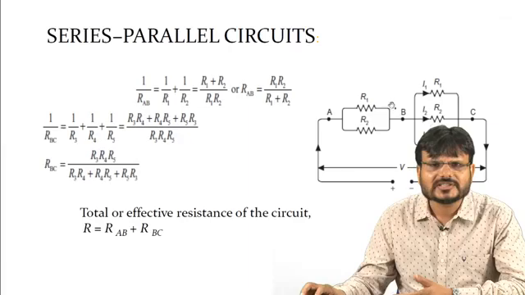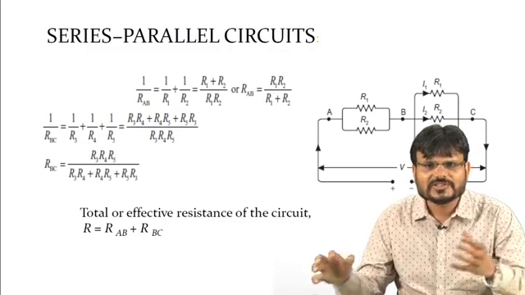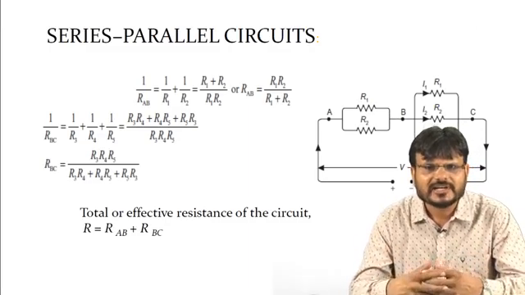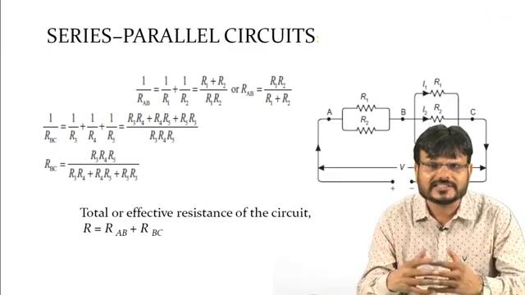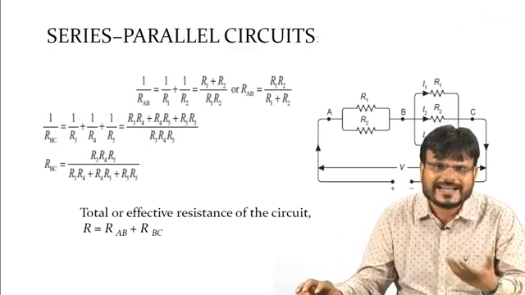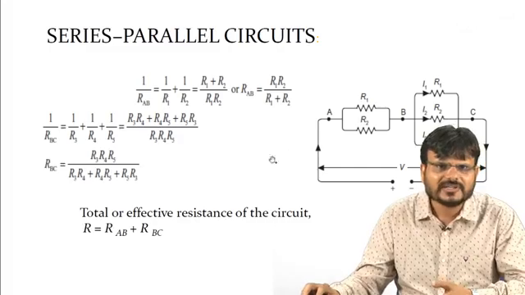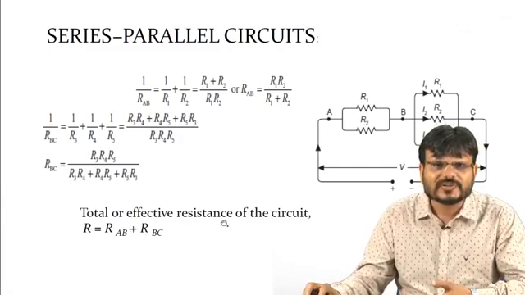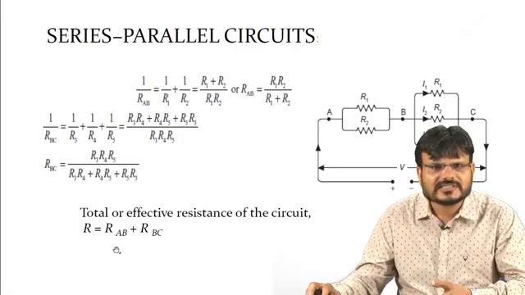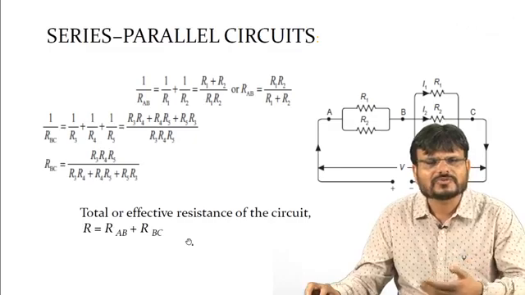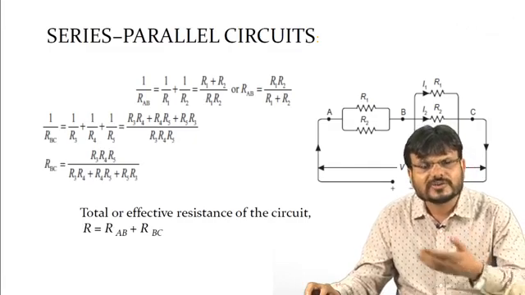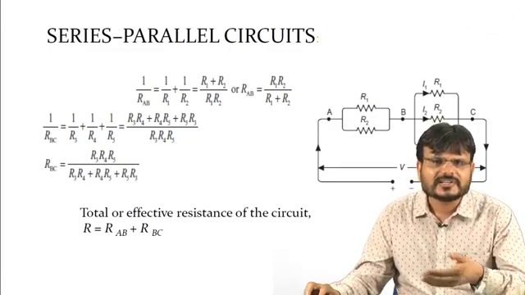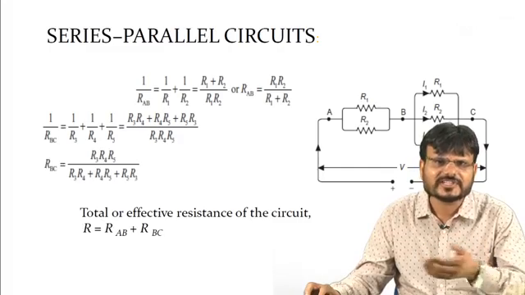Now you have calculated the equivalent resistance between terminals A and B, and you have also calculated the equivalent resistance between B and C. Now because these two equivalent resistances RAB and RBC are connected in series, you just add these two. So the total or effective resistance of the circuit can be written as R equal to RAB plus RBC. So this is how you can calculate the equivalent resistance if a circuit has a combination of series and parallel circuits.